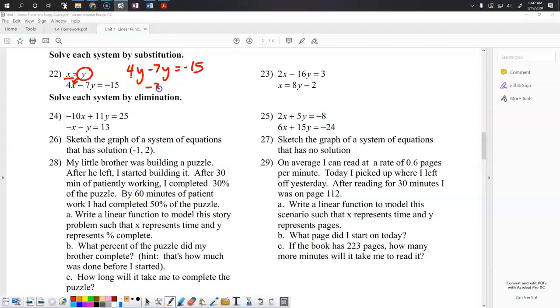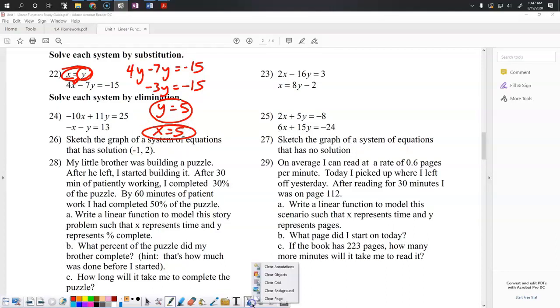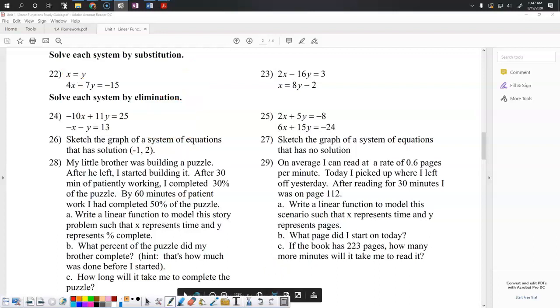4y take away 7y is negative 3y. And then we just divide both sides by -3 and we get 5. And then you take your answer and you plug it into the original problem. It doesn't matter which one you use, but I'm going to use the top one. And if I replace the y in that equation with 5, that tells me that x also equals 5. And so the answer for that problem would be 5 and 5. Let's go ahead and take a look at number 23.